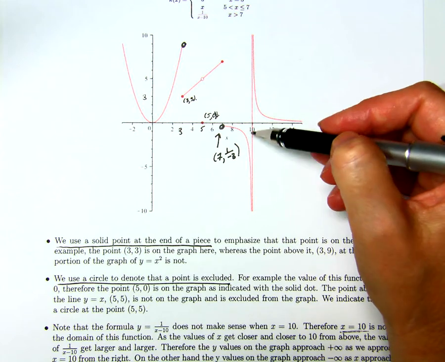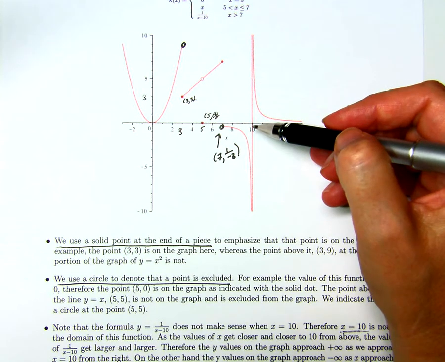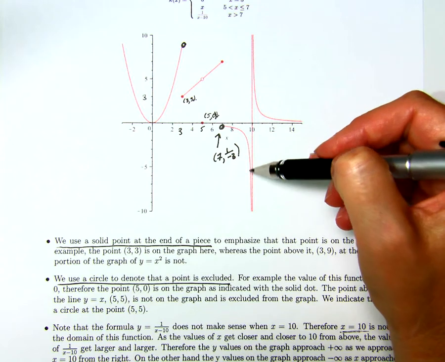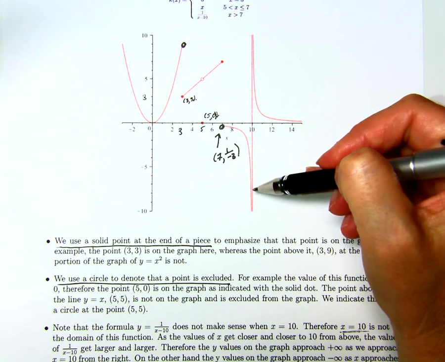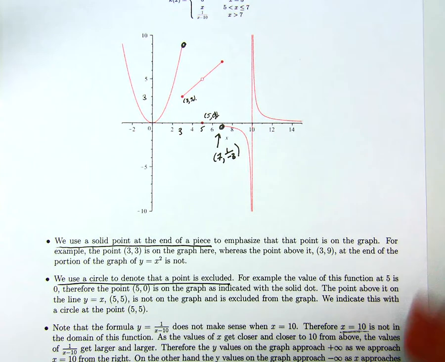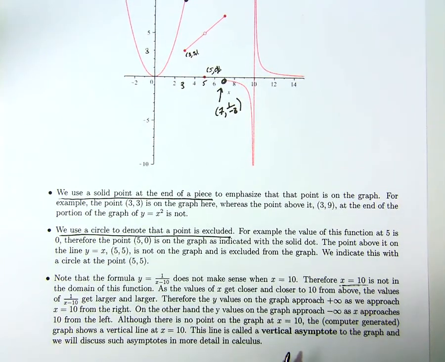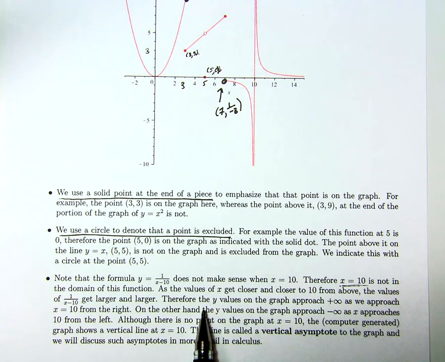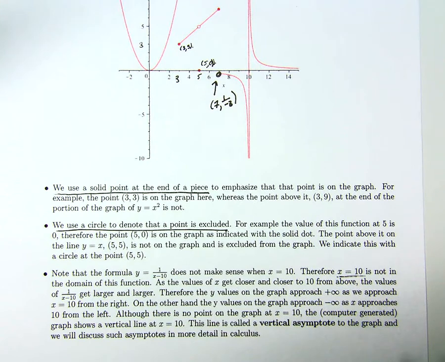This vertical line is not on our graph, but it does have a role to play. It's a vertical asymptote. So this graph gets closer and closer to this vertical line as x approaches 10. We'll also talk about that in calculus and find the vertical asymptotes of various rational functions. So as x approaches 10 from the right, the y values approach plus infinity, and as x approaches 10 from the left, the y values approach negative infinity. We'll also talk about this when we study limits in calculus.